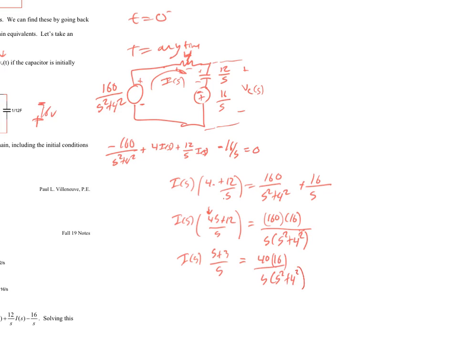Yes, ma'am. The 160 over S squared plus 4 squared plus 16 over S? This side right here. Yep. So all I did is I put it under a common denominator. So I just multiplied. Actually, you're right. This is bad math. This should be plus. No, wait a minute. I did this incorrectly. Let me do this again.